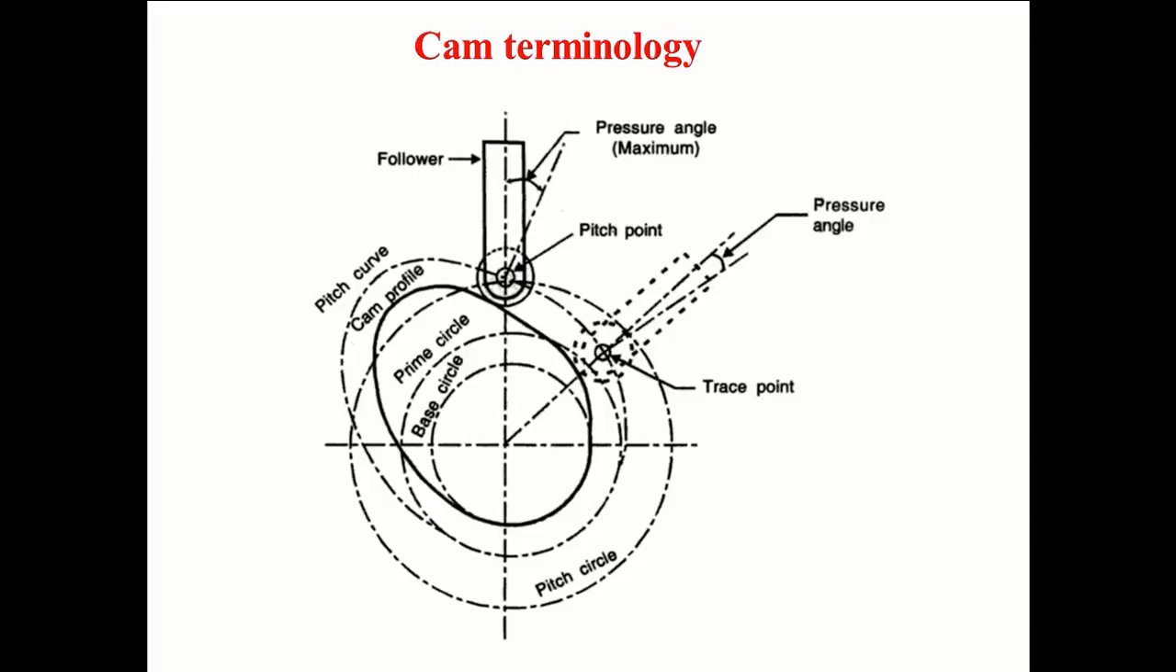Then what do we mean by pressure angle? Pressure angle is the angle between the common normal to the pitch curve at any point of time and the line of movement of the follower. Pressure angle is the angle between the normal to the pitch curve at any point of time and the line of direction of the follower movement. The point at which the pressure angle is maximum, the trace point, is called the pitch point.